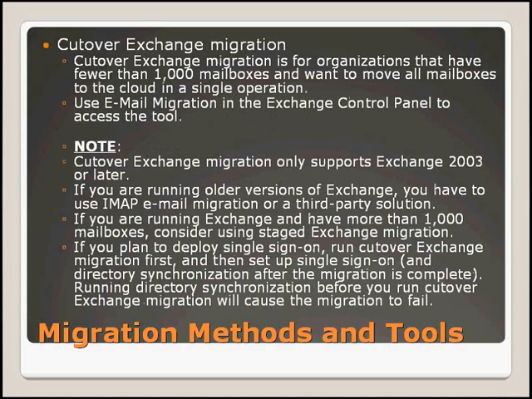The second type of migration is the cutover migration. The name itself says you're going to migrate all the mailboxes in your organization to the cloud in one single operation. This is an option you can use if you have less than 1,000 mailboxes. If you have more than 1,000 mailboxes, this is not a recommended option. You should rather not use this.